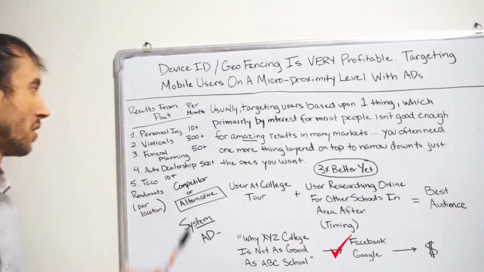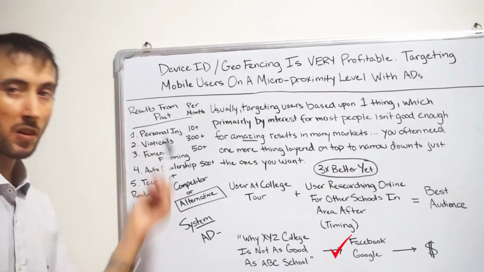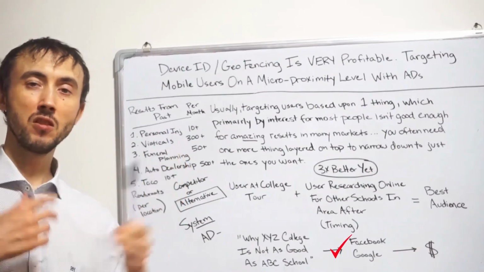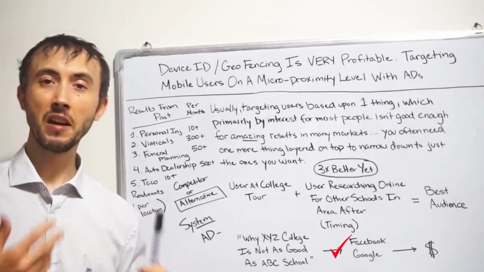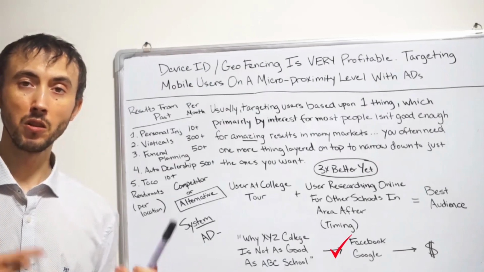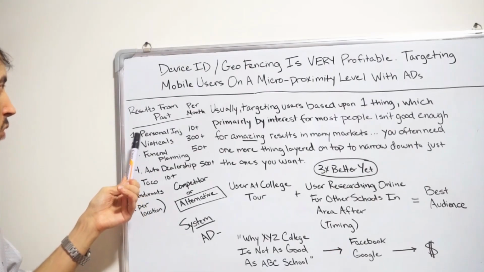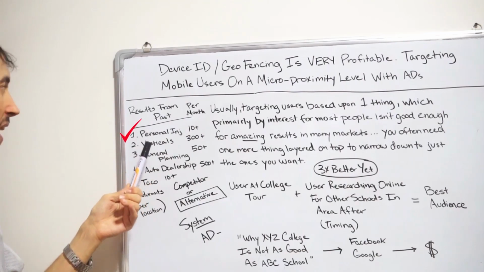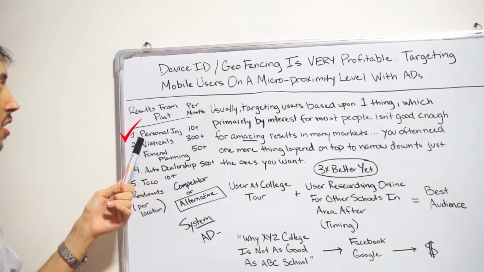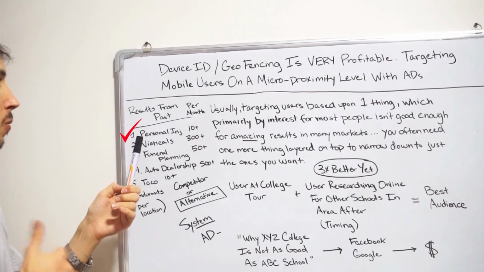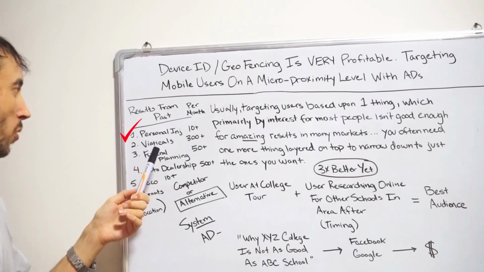Just to let you know, in that particular case, and in some cases where I've done this, it didn't have to be 2 layers deep. So I'm going to go through some different examples of different markets where I did this, and you can see how the different variations of this can work, so you can see what will apply to you. So anyway, results from past campaigns: micro proximity campaigns like this have worked in the past.